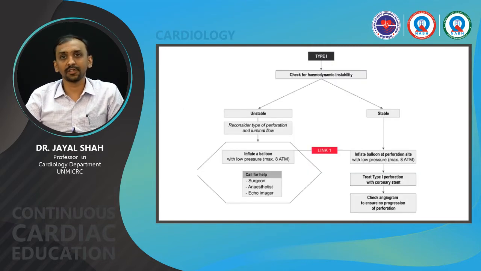So for the treatment of type 1 perforation, it usually does not require any active treatment, but in some cases we have to inflate the balloon at the perforation site with low pressure, and it might need a covered coronary stent, and a check angiogram should be done to ensure non-progression of the perforation.